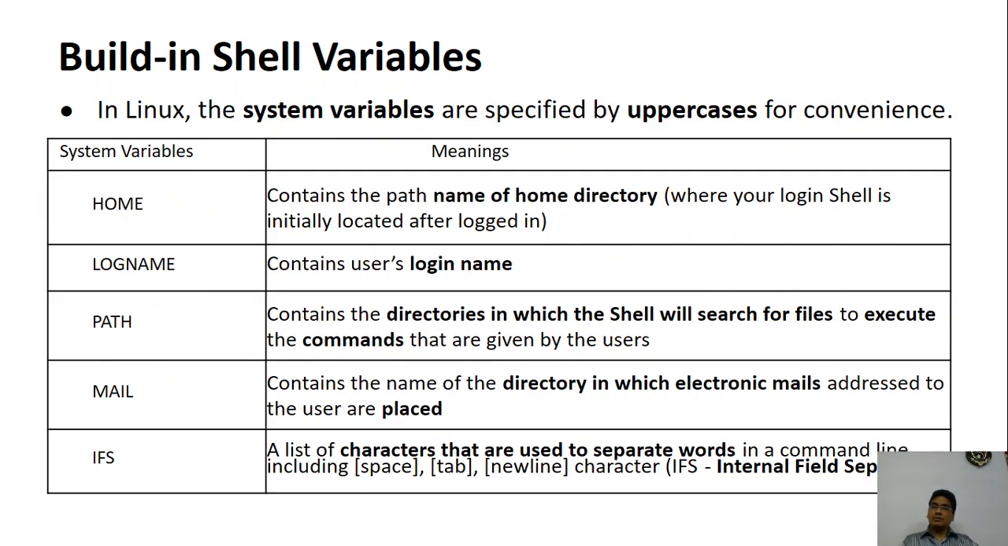So when you look at the built-in variables, you have HOME, which shows you your home directory, LOGNAME, which shows who has logged in, PATH, where the commands will be searched, MAIL, where your mails will be stored. In the previous videos I have shown you how to use the mail. Then you have the internal field separator, that is how the characters are separated. One command is separated from its argument, that is IFS.